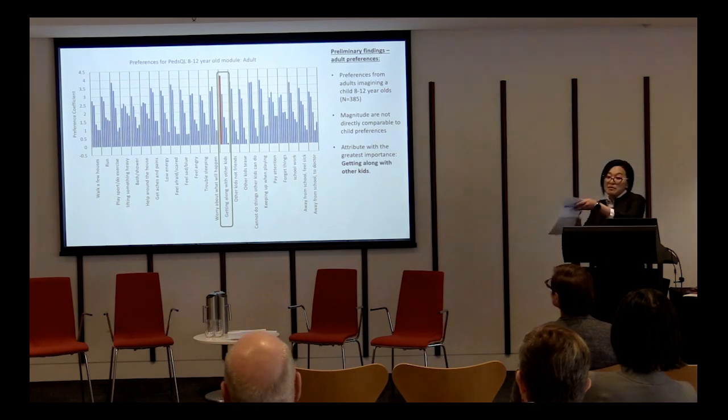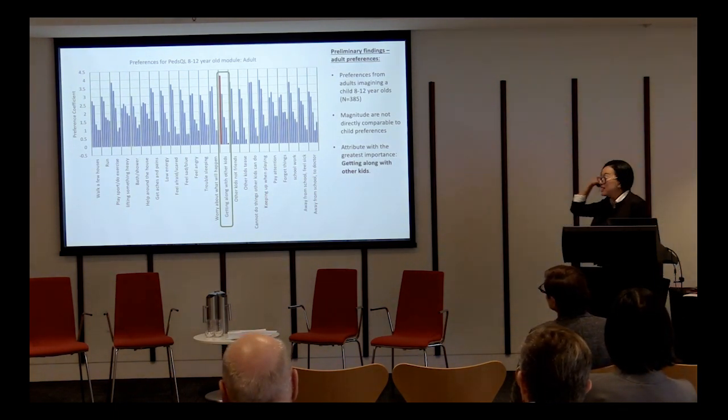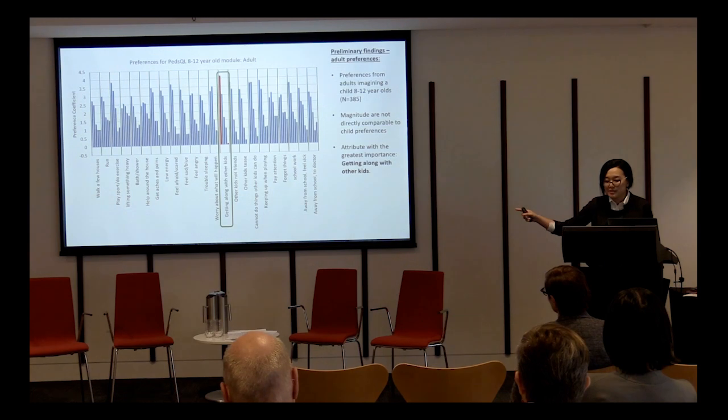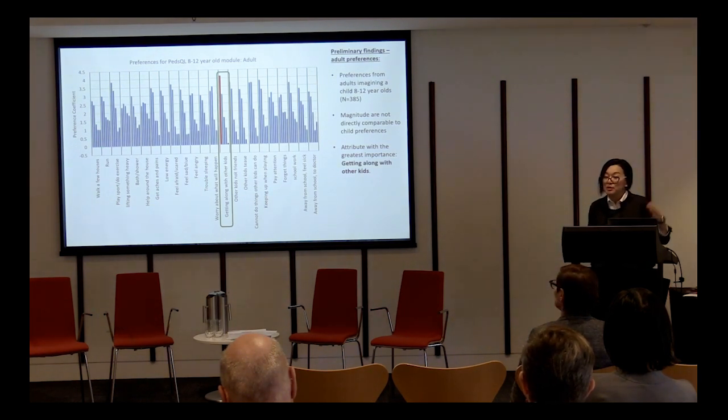So they're not directly comparable in terms of the numbers, but again, higher preference is higher the bar. And what you see here is that the attribute with the greatest importance is not other kids not wanting to be my friend, but the one next to it, which is getting along with other kids. So what this potentially says to me, at least, is that we're probably going to see differences in the value sets that we'll get from the adult population compared to the reports of children.